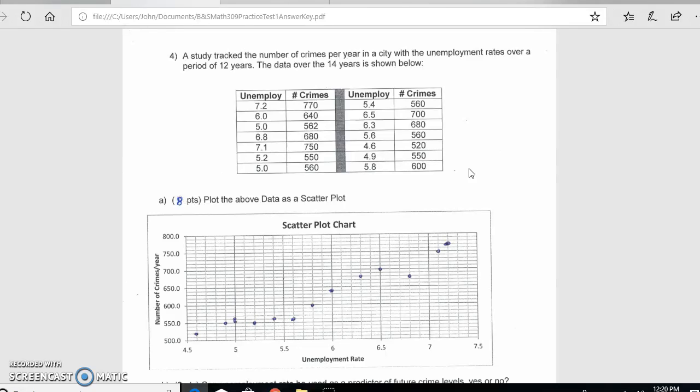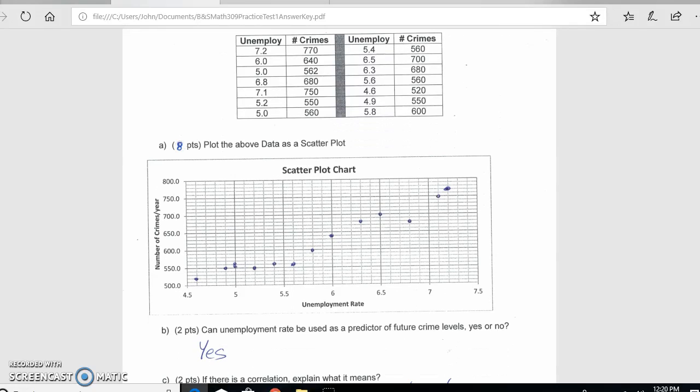Now, one of the ways that you can show a relationship between these variables is to make a scatter plot, and that's what we do down here under letter A. The scatter plot chart is given to you. You notice that on the vertical axis over here on the left, we have the number of crimes per year from 500 up through 800. And then along the horizontal axis on the bottom, we have the unemployment rates, which vary from 4.5 all the way up to 7.5. So what we're going to do is take each of these data points and plot it on the chart.